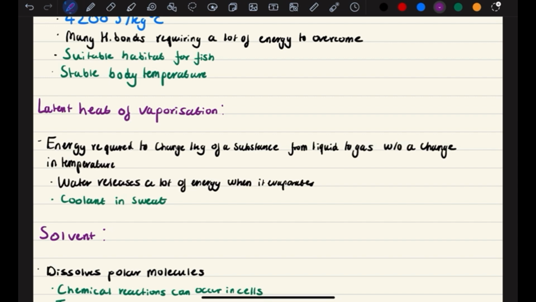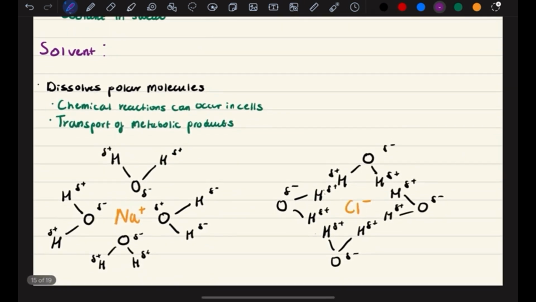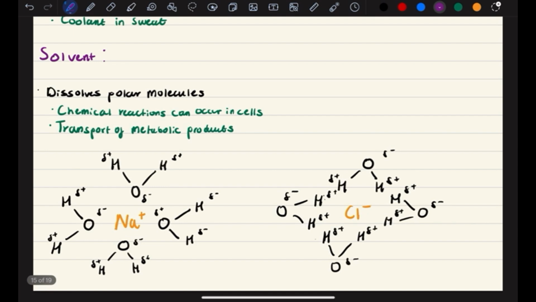So it makes water really useful as a component of sweat. I hope you'd remember from GCSE that when we sweat, the water is going to evaporate and that's going to have a cooling effect. And that's just because of this really high latent heat of vaporization. Another really important thing about water is its ability to be a really good polar solvent.